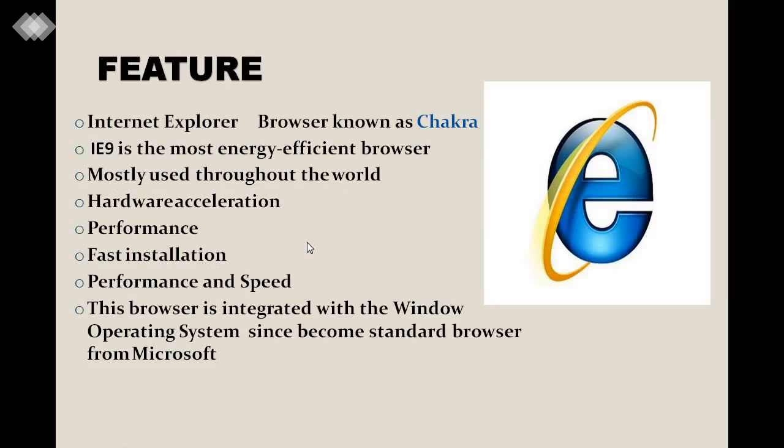Some features: the Internet Explorer engine is known as Chakra. IE9 is the most energy efficient browser, mostly used throughout the world, and its main features are hardware acceleration, good performance, fast installation, and perfect speed. It is integrated with the Windows operating system and has become the standard browser from Microsoft.